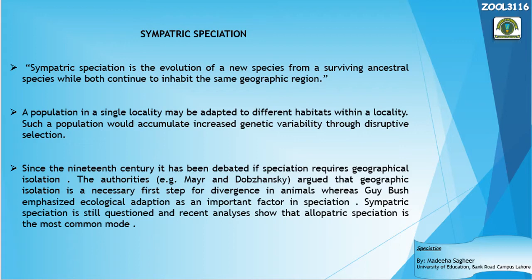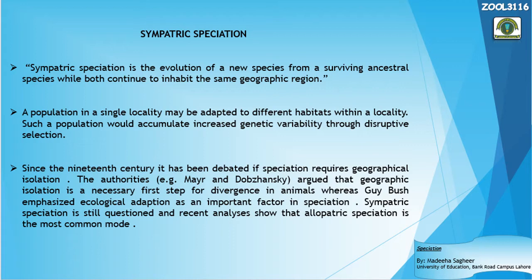So let's have the proper definition of sympatric speciation. Sympatric speciation is the evolution of a new species from a surviving ancestral species while both continue to inhabit the same geographic region. A population in a single locality may be adapted to different habitats. Sometimes, the individuals of the same locality population are the same, but sometimes a group or a few individuals are subjected to different habitats.